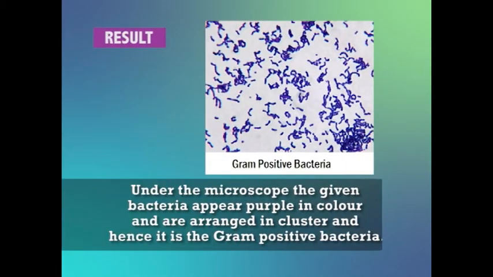So, in the result, under the microscope, the given bacteria appear purple in color and are arranged in clusters, and hence it is the gram-positive bacteria.